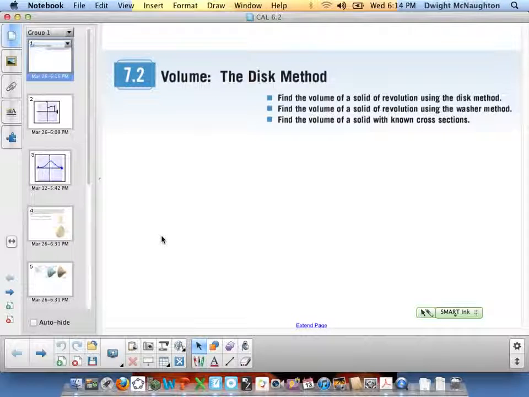Chapter 7.2, Volume. Today we're looking at the disk method. Later we're going to look at the washer method and cross sections. So first off, what are we doing? How are we finding volume?